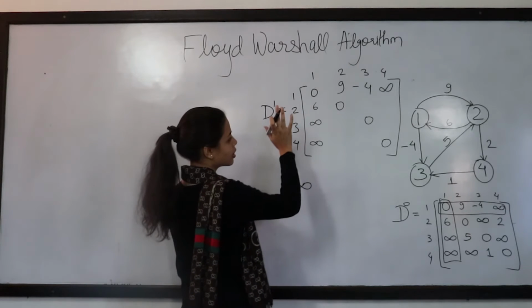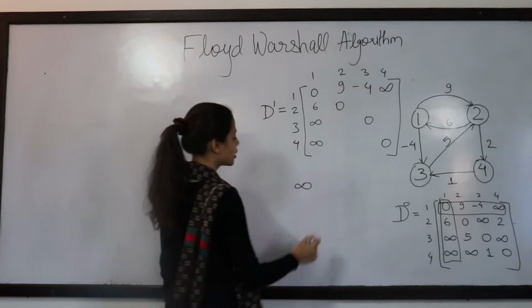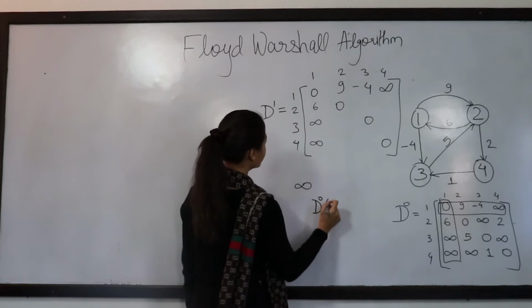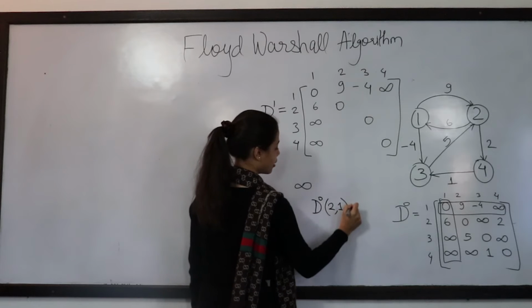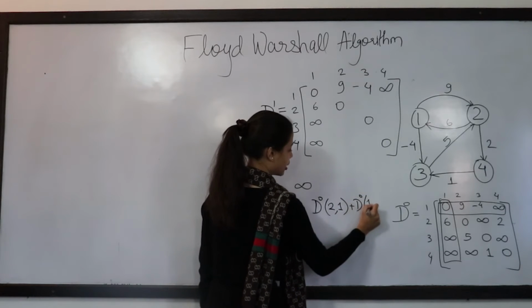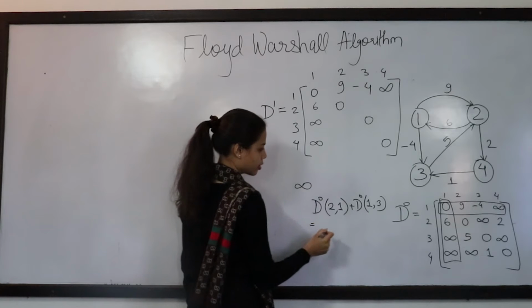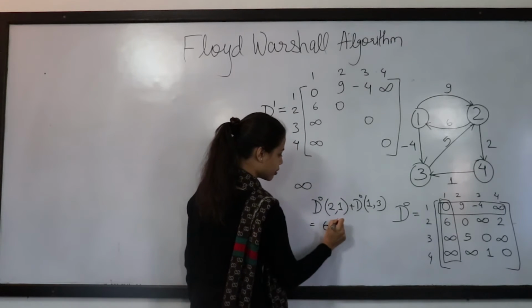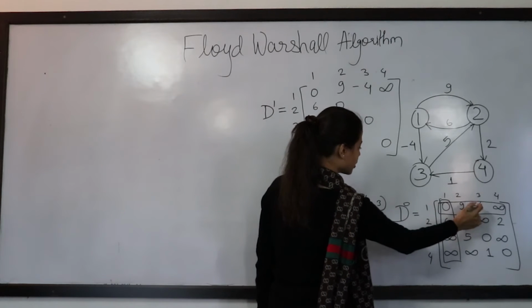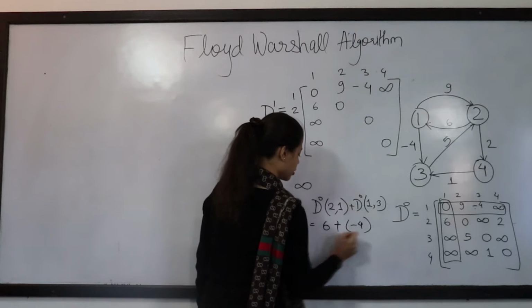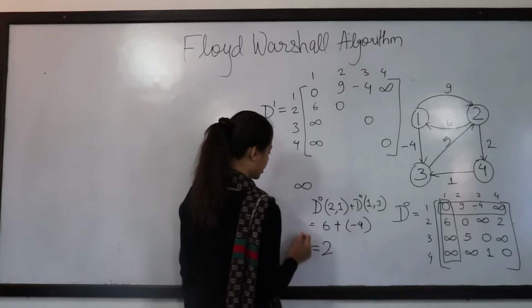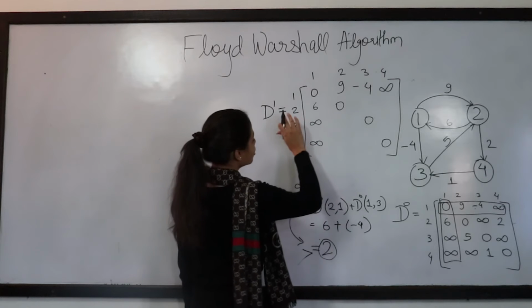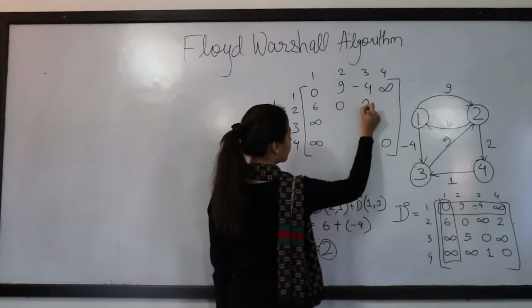For D1, we consider node 1 to be the middle point. So for that, we find the distance from 2 to 1, and then from 1 to 3. From 2 to 1, the distance is 6, and from 1 to 3, the distance is -4. So the new distance is 2, which is less than this infinity. So the value from 2 to 3 is updated to 2.